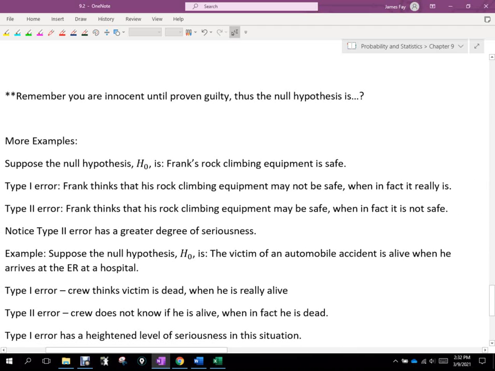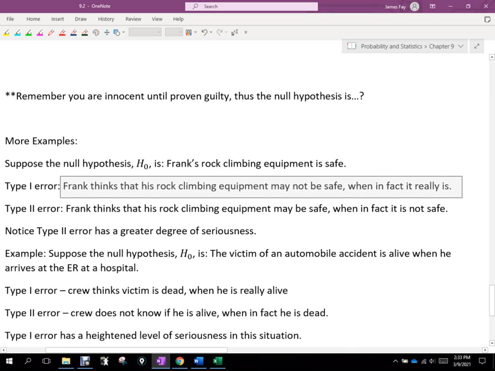So type 1 error, if Frank thinks his rock climbing equipment may not be safe, what's he probably going to do? He's going to throw it away. He's not going to use it. He can go buy new. But it was safe in actuality. Is anybody impacted negatively there? No. Maybe Frank loses some money or whatever.